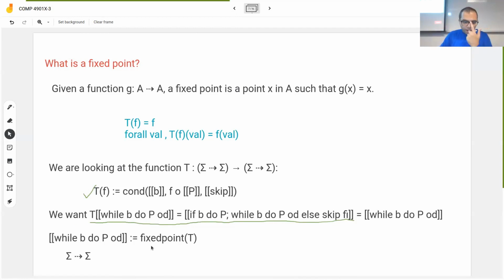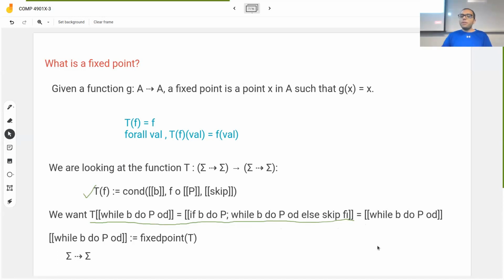And the way I wanted to do that was that I ideally wanted to say, I want while B do P to have the same semantics as this larger program. And this larger program is just a program that checks B. And if B holds, does one iteration of the while and then does the while. And if B doesn't hold, it doesn't do anything in the first place. Okay, I wanted to have this equality. I wanted these two to have the same semantics.